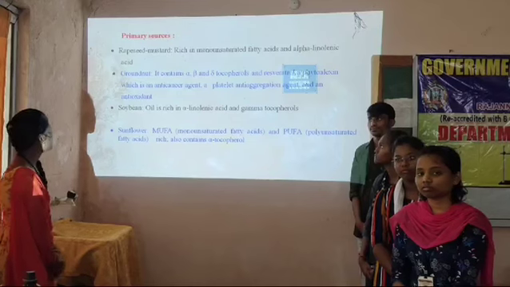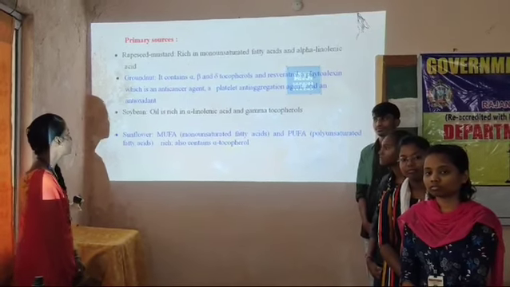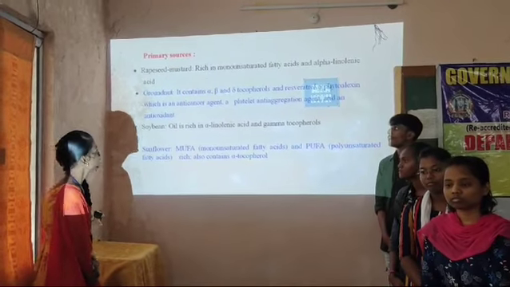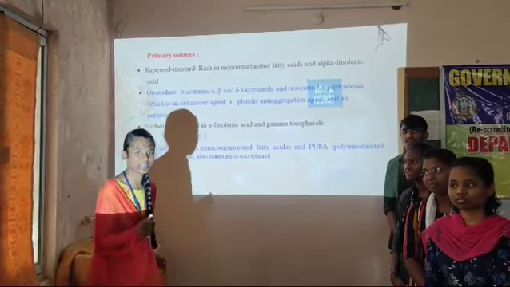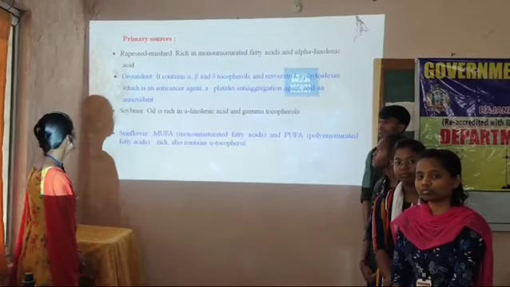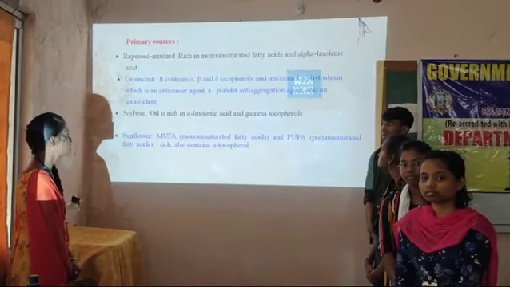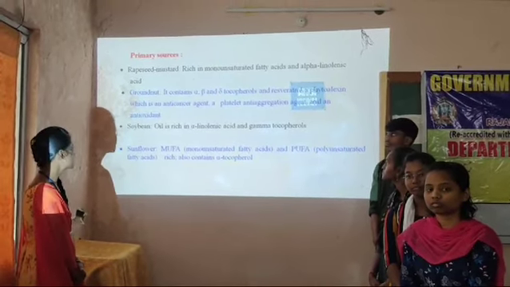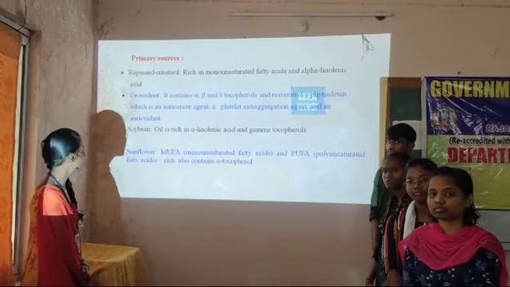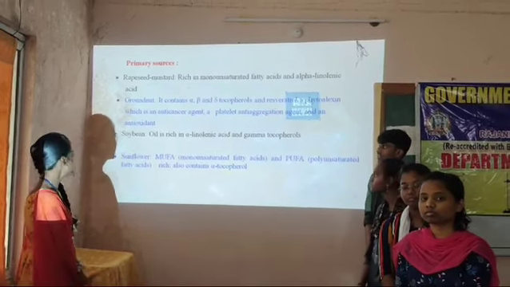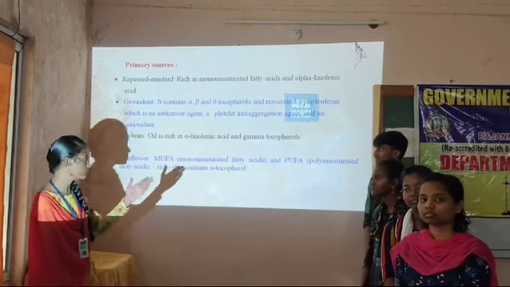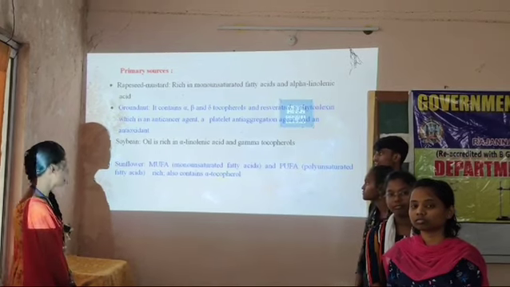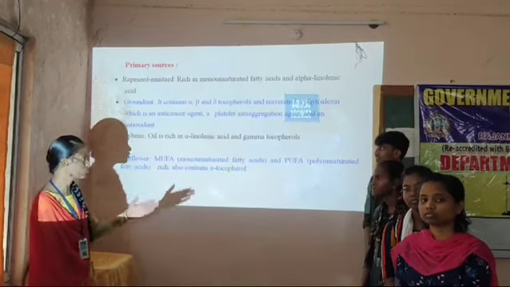Primary sources: grapeseed and mustard, rich in monounsaturated fatty acids and alpha linolenic acid. Groundnut contains alpha, beta and gamma tocopherols and resveratrol, which is an anti-cancer agent, a platelet anti-aggregation agent and an antioxidant. Soybean oil is rich in alpha linolenic acid and gamma tocopherols. Sunflower has monounsaturated fatty acids and polyunsaturated fatty acids, and also contains alpha tocopherols and gamma tocopherols.